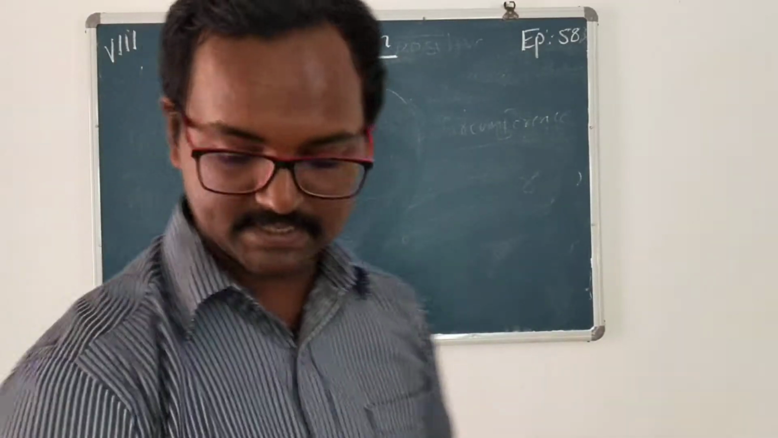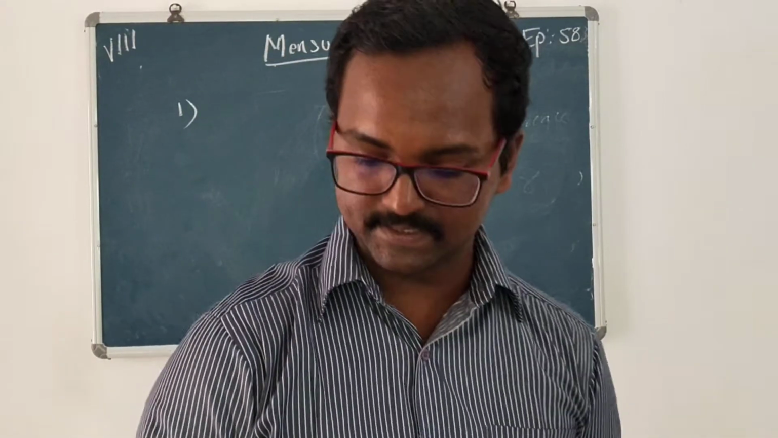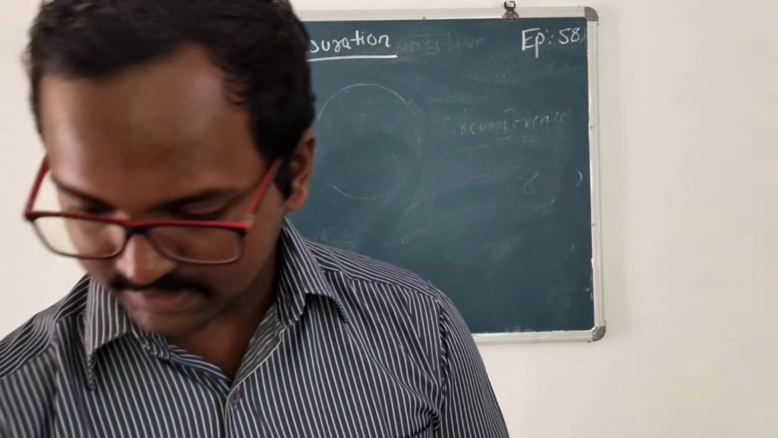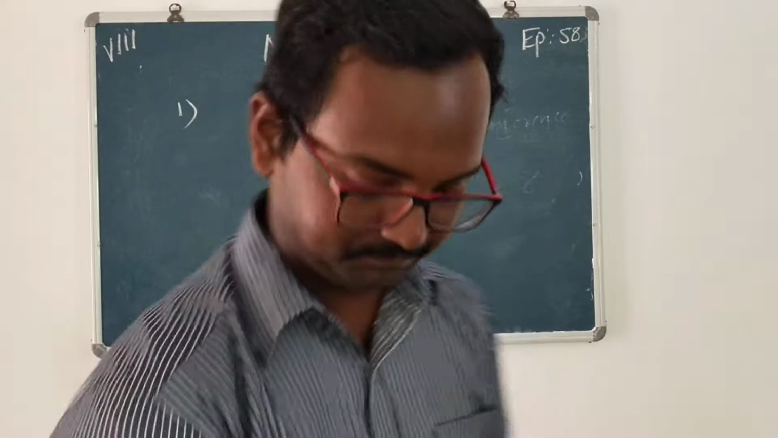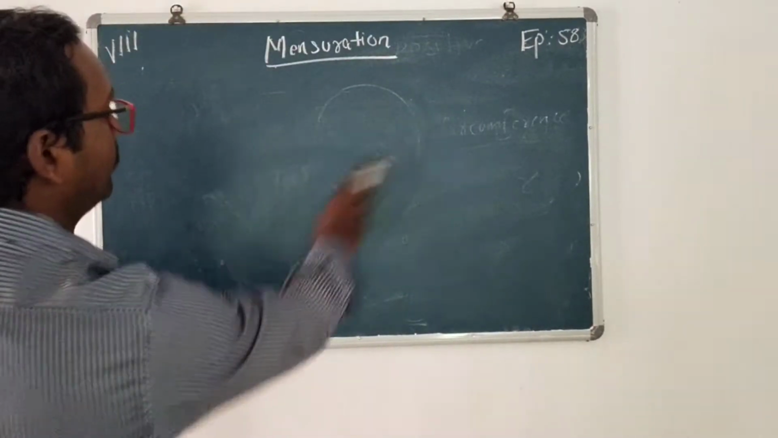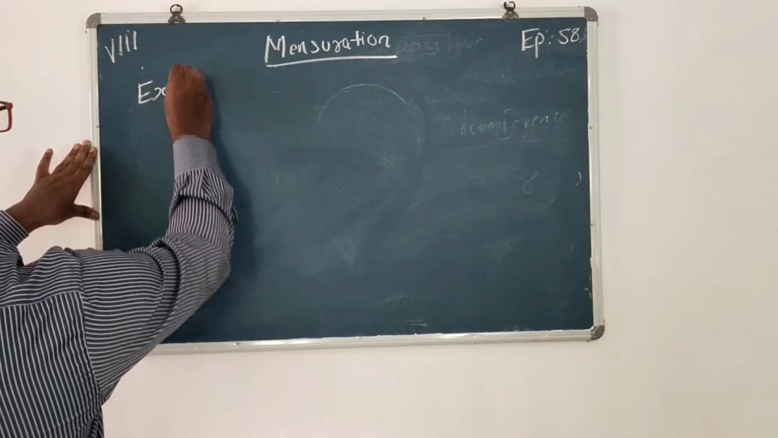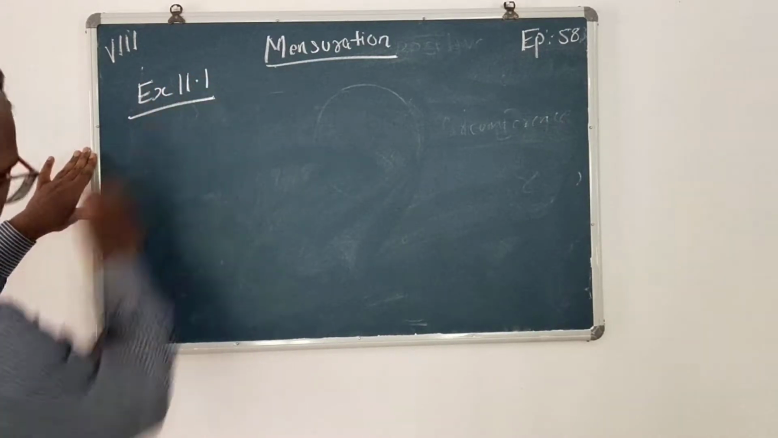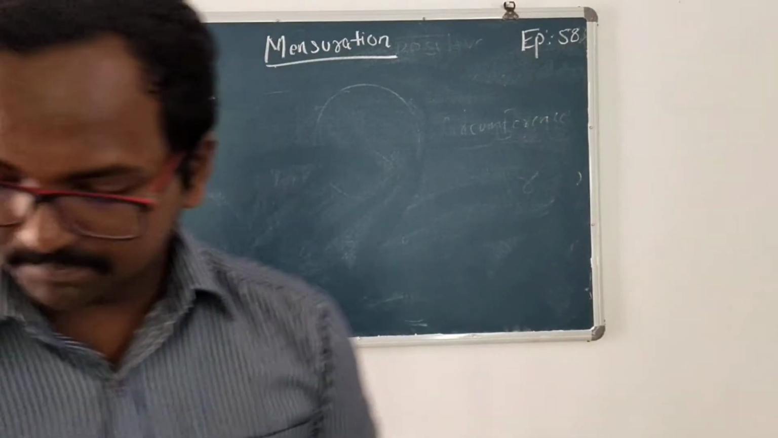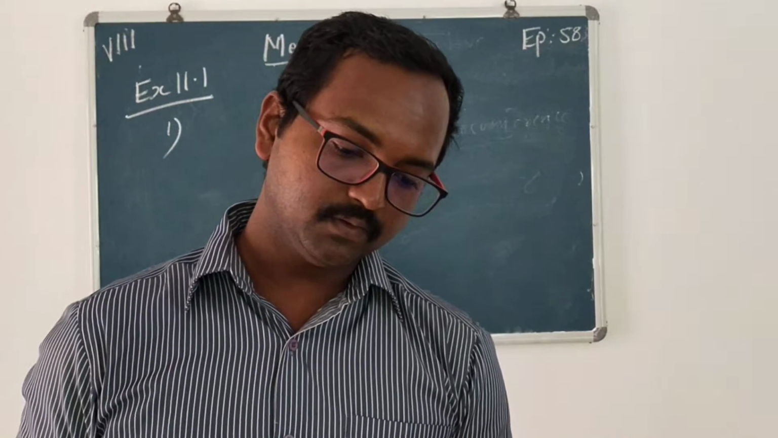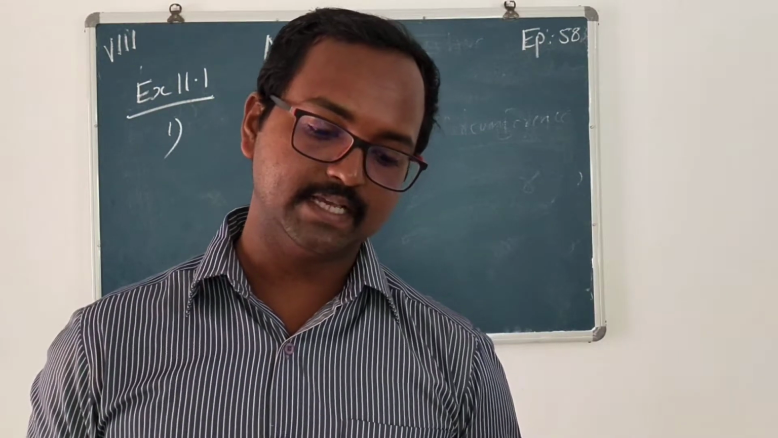So students, this was just a little introduction about the perimeter and area of a few figures. Now let's start with exercise 11.1. Okay, question number 1. A square and a rectangular field with measurements as given in the figure have the same perimeter. Which field has larger area?